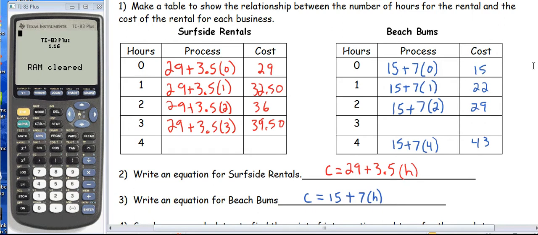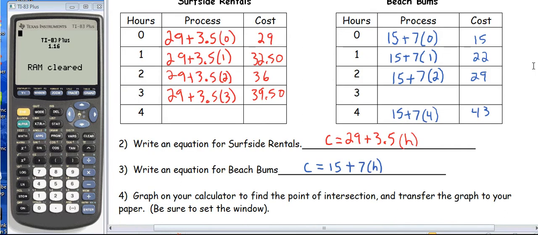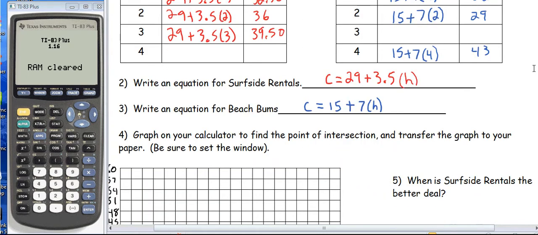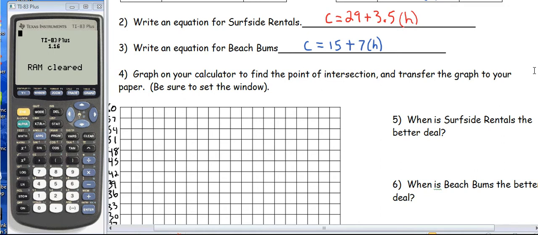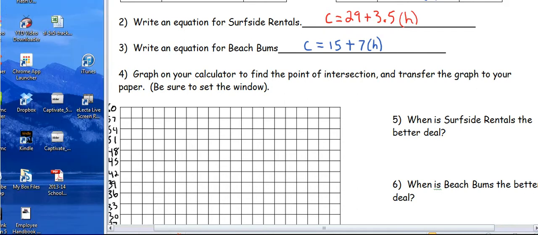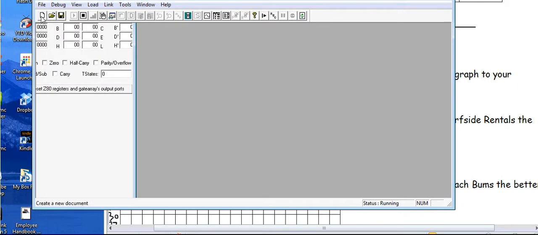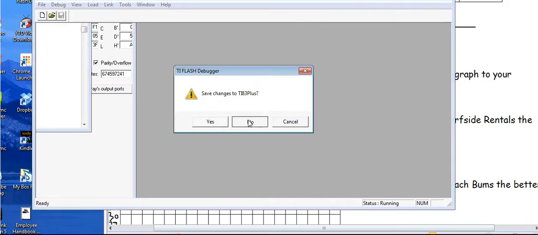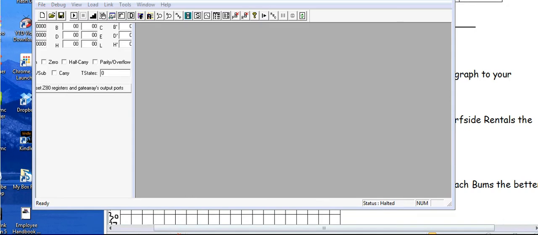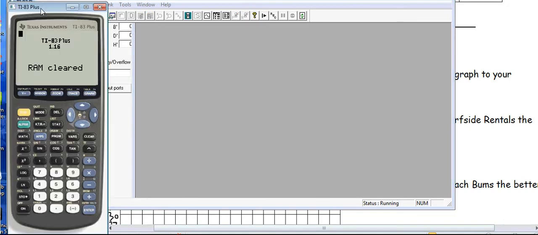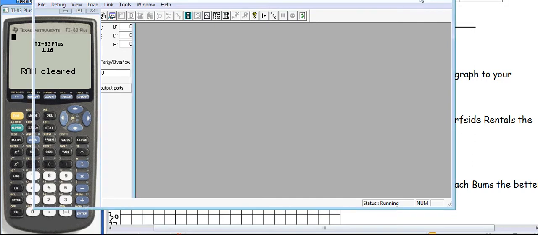Make sure you write down your equations too. Those are derived from the process. Alright, so what we're going to do now is put our two equations into our calculator, and looks like I was not quick enough, and I will have to restart this. So that'll give you an extra minute to fill in your table if you didn't get it filled in. I'm going to bring my calculator down here.